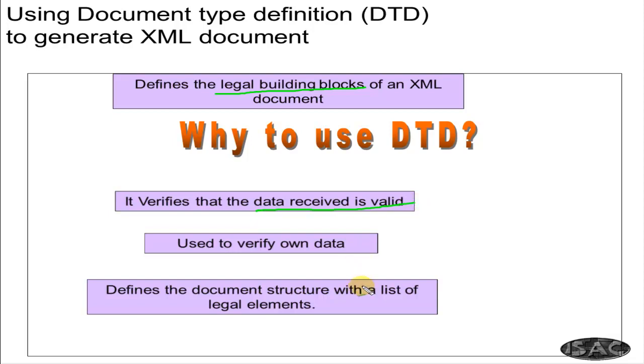It defines the document structure with a list of legal elements. These elements are nothing but tags. So this is what it says. This is the most important definition of this DTD: it defines a document structure with a list of legal elements. So in the DTD, if there is an element or tag defined, then you can use that, and that is how it works.